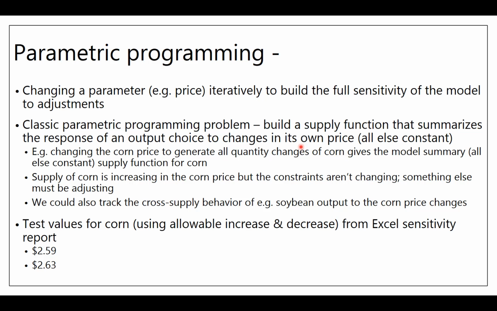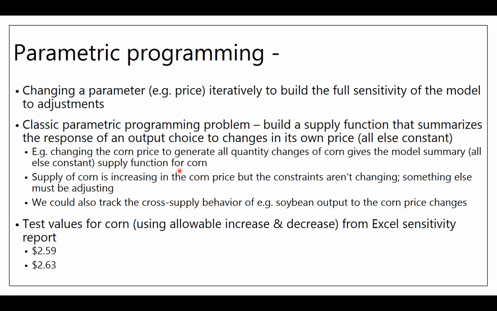So let's just look at the example that I'm going to say here, and the one from the book. Changing the corn price to generate all potential quantity changes of corn gives us the model summary, all else constant, supply function for corn. And that all else constant is important because it assumes all the other parameters are holding their initial value, or their base value, or their best value, or their average value, just like when you draw a supply function for the market for corn.